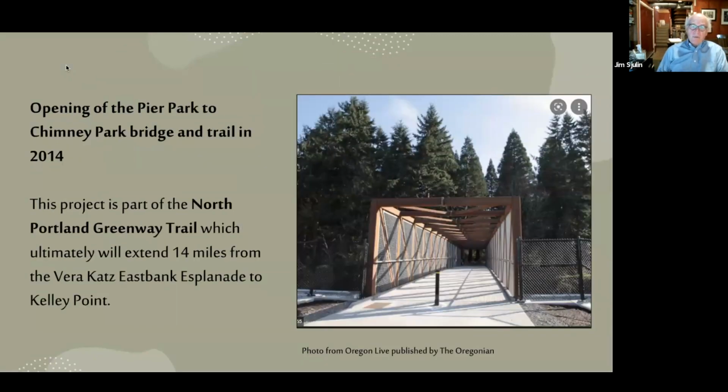We had in 2014 a bridge across a railroad. Well, maybe no big deal, but it really opened up, was the first big thing that happened on the North Portland Greenway. So here again, a map will be helpful, and we'll get to it so we can knit this story together for you. But this is the first major project on the North Portland Greenway that ultimately will connect the East Bank Esplanade in downtown Portland to Kelly Point Park, which is the confluence of the Willamette and the Columbia Rivers. Next slide.